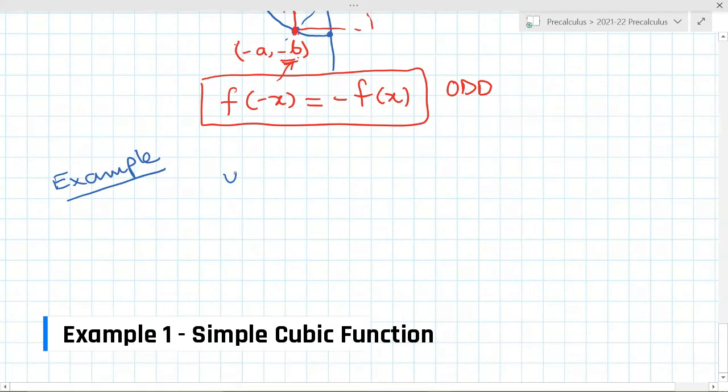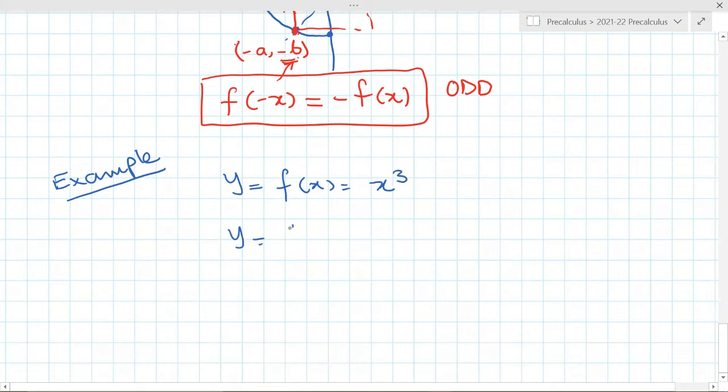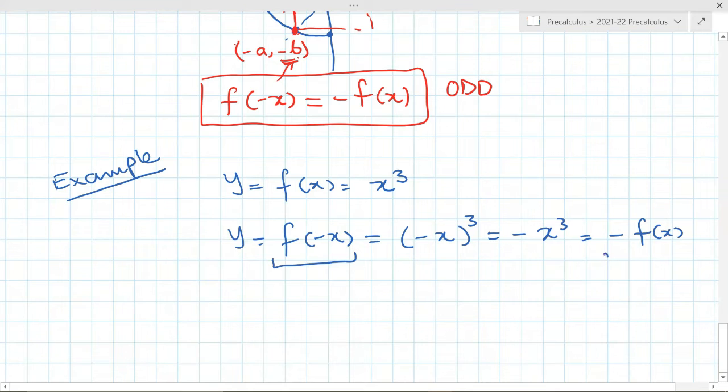We looked at cubic earlier, right? Y equals x cubed. So if we check this, f of negative x, we saw that earlier. What is this equal to? Negative x cubed. And x cubed was f of x. So this is negative f of x. So f of negative x equals negative f of x. So it is an odd function. And we also saw it was symmetric about the origin.